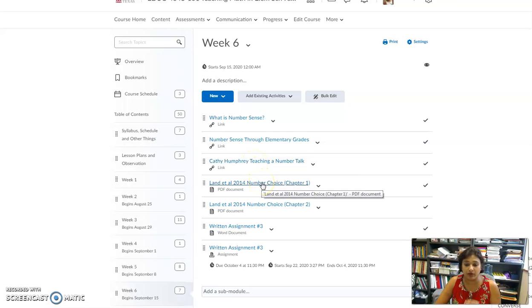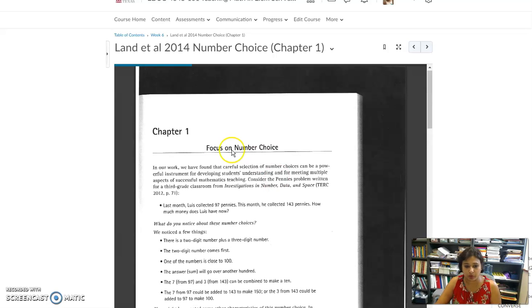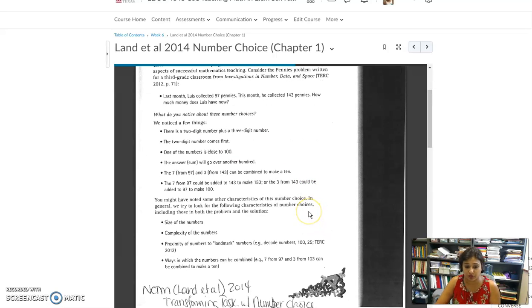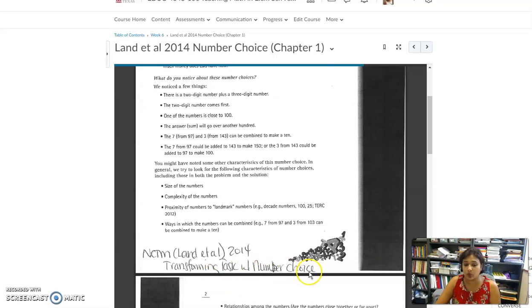Two of your very important readings for this week are the Land book, chapter 1 and chapter 2. I'm going to open it up and show it to you. This is all about transforming tasks with number choices. That's a very important thing because the number choices that you provide to students focus them in a direction and have them apply their own understanding. So you have to be really careful as a teacher about what number choices you select.